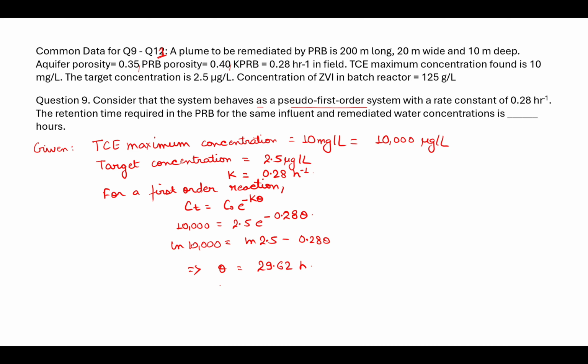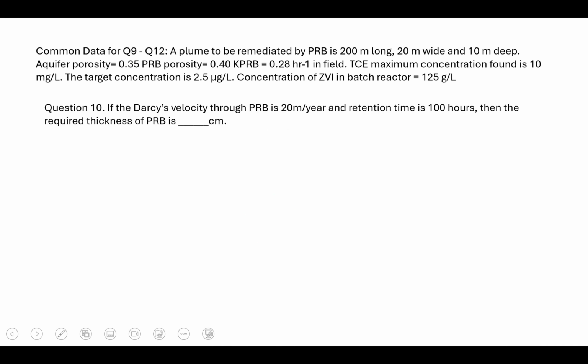So I hope this question is clear to all of you. If you have any doubt, you can unmute yourself anytime and ask the question. So let's move to the second part, which is question number 10. Again, the data is common. The question is, if the Darcy's velocity through PRB is 20 meter per year and retention time is 100 hours, then the required thickness of PRB is... no, this was centimeters. So we have to find out the thickness of the PRB.